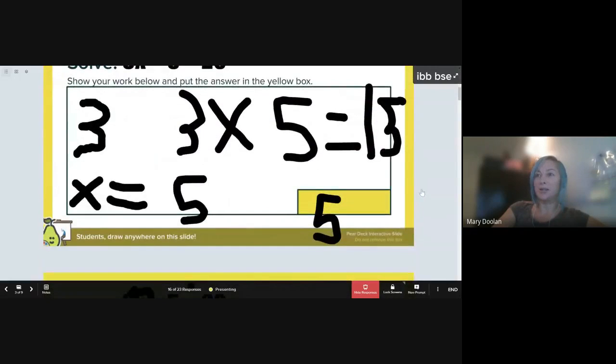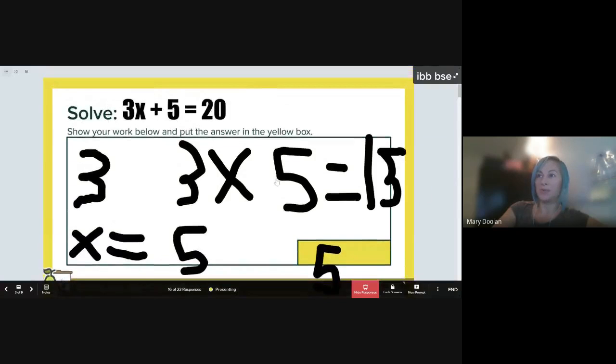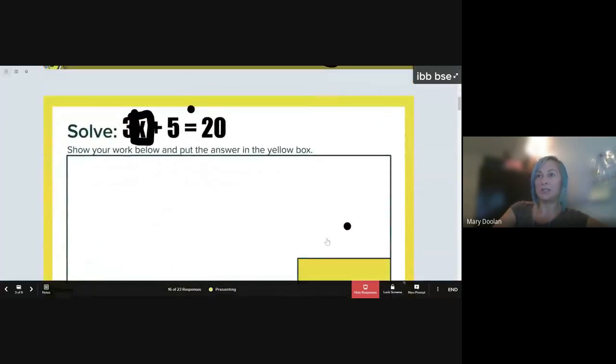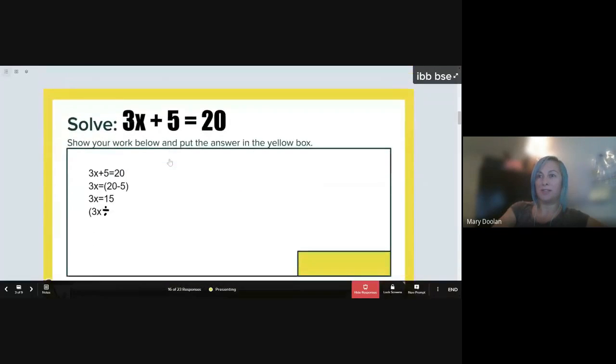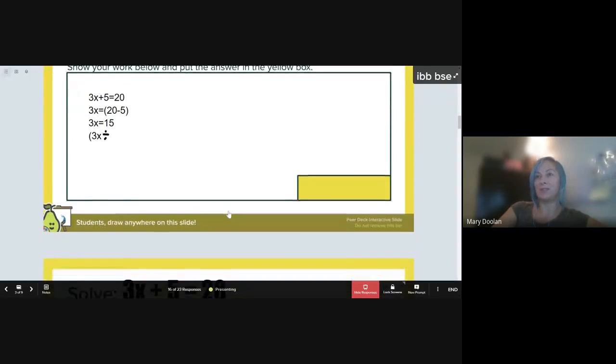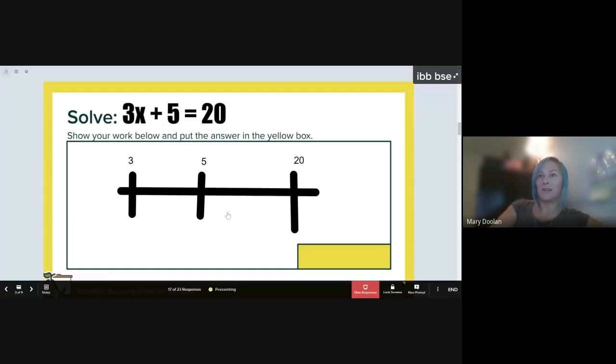Right here, we jumped right to some calculations and the answer. They put a box around their variable. Maybe they're going to do box and wall. Here's someone who typed it out. 3x plus 5 equals 20. 3x equals 20 minus 5. And then 3x equals 15. Looks like they're still kind of working on it, but they're off to a good start. So someone is doing a number line, I think.